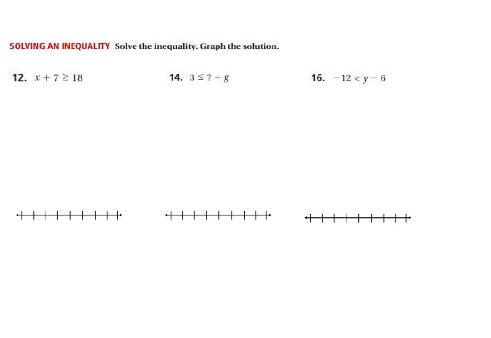Now we'll solve the inequality and graph the solution. So we're going to take away 7 from both sides. And we get x equals 11. Oh, sorry, not equals. X is greater than or equal to 11. So we'll plot 11. It's greater than or equal to, so we'll fill it in. And the arrow goes to the right.